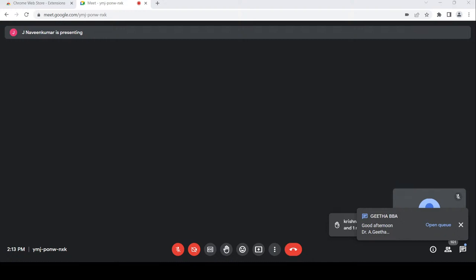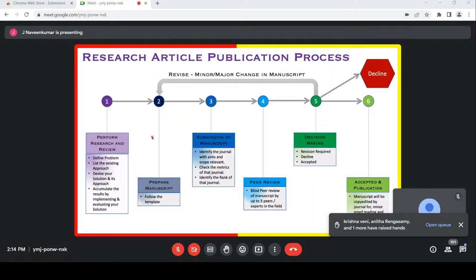So once you have all this information, now it's time to prepare the manuscript, right? In the manuscript, you will be putting all of this. Whatever documentation you have done during your research will be converted into formal language and put into the manuscript.